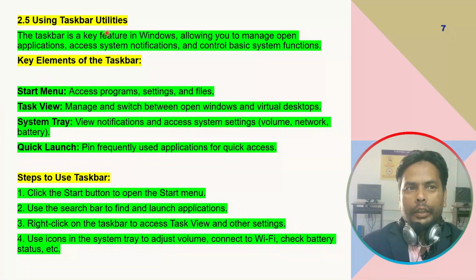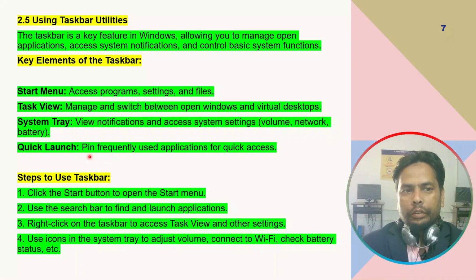Using taskbar utilities. The taskbar is a key feature in Windows, allowing you to manage open applications, access system notifications, and control basic system functions. Key elements of the taskbar: start menu, access programs, settings, and files. Task view, manage and switch between open windows and virtual desktops. System tray, view notifications and access system settings, volume, network, battery.